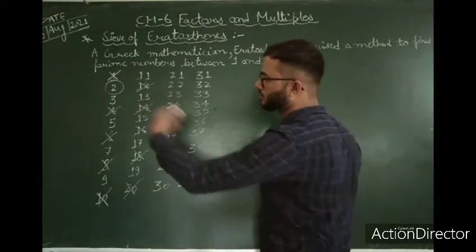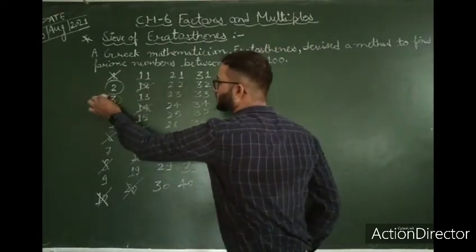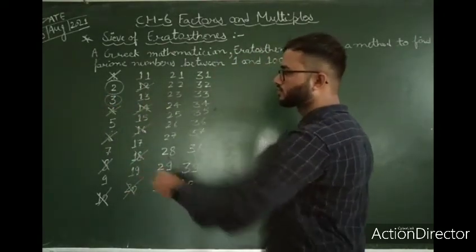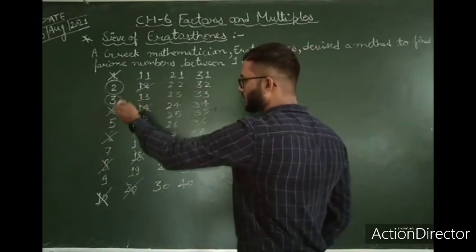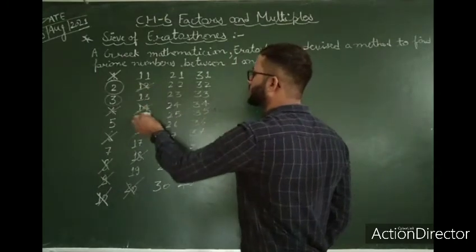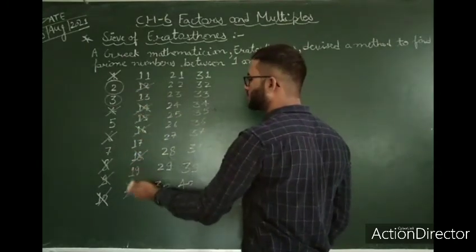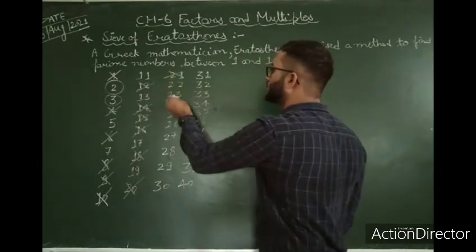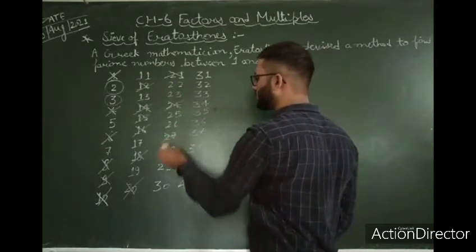Now we apply the same rule with 3. We circle 3 and cross out the multiples of 3. 3 1s are 3, 3 2s are 6, 3 3s are 9, 3 4s are 12, 3 5s are 15, 3 6s are 18, 3 7s are 21, 3 8s are 24, 3 9s are 27 and 3 10s are 30.